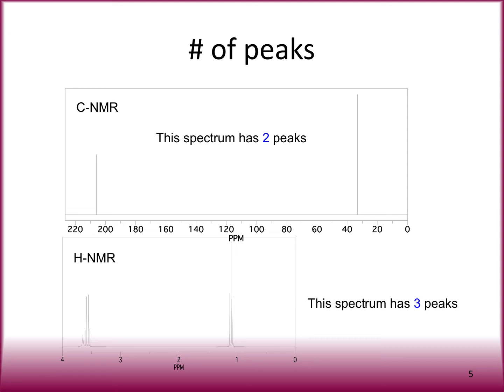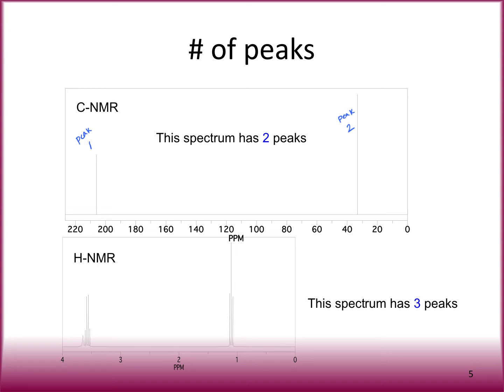So for the carbon NMR at the top, you can see it says this spectrum has 2 peaks. So where do you see the peaks? Right, so there's one over here on the left, and then there's one over here on the right. That's the 2 peaks. For the hydrogen NMR, there's 3 peaks. So where are some peaks on there?